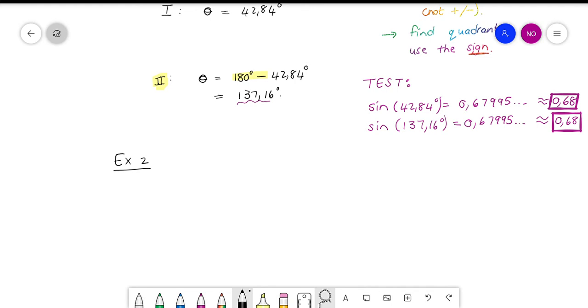Okay, so let's do another example. Let's say I give you tan theta is equal to negative 2,41. And I'll ask you to solve for it between 0 and 360. Today we're only doing between 0 and 360.